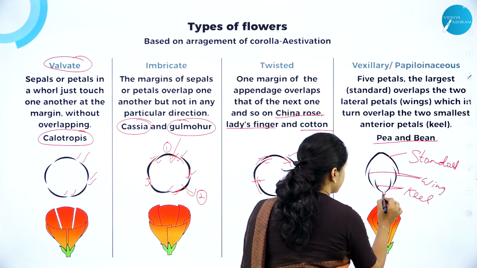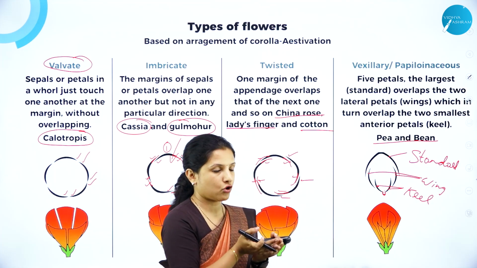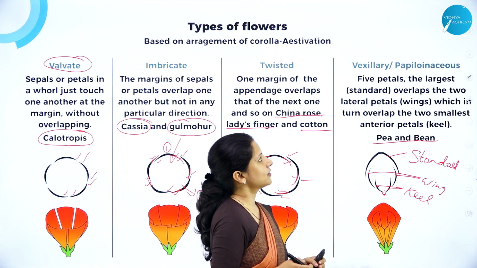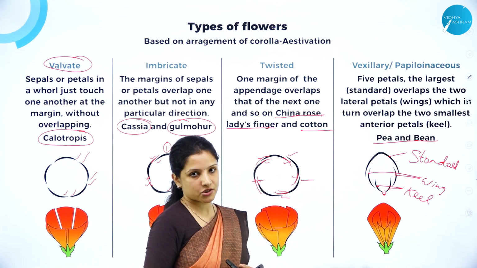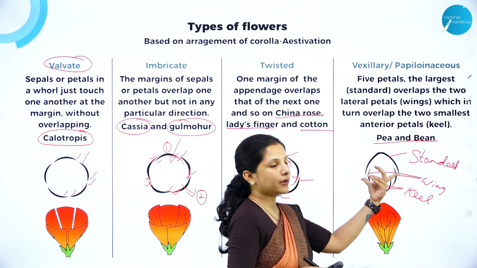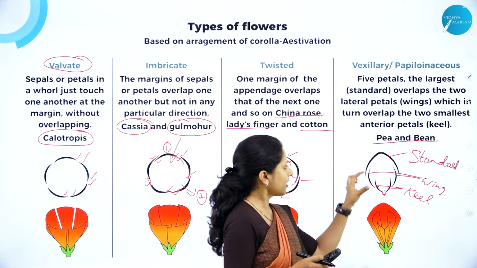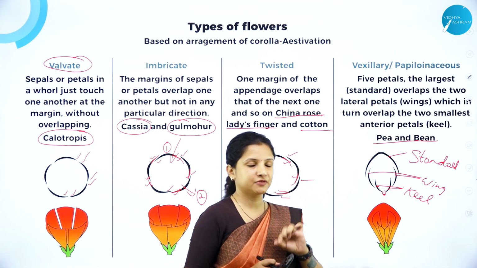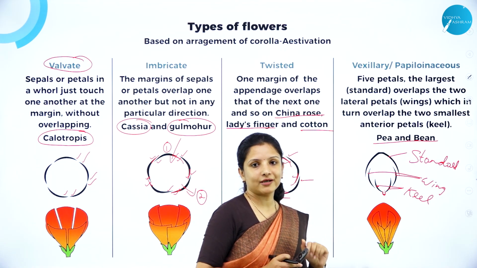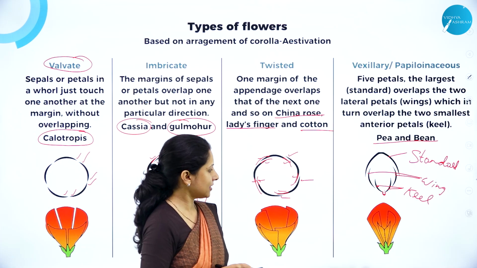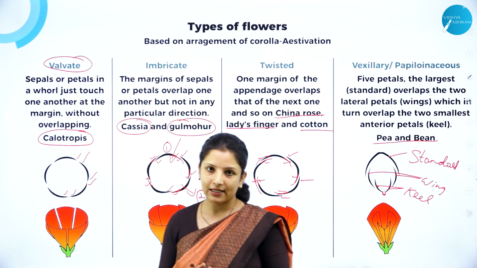they have shown this symbol here to represent joining. It is joined, and such an arrangement is called vexillary or papillonaceous estivation. It looks like a butterfly wing, a spread-out butterfly wing, and also it looks like lips. So that is why it is also called vexillary or papillonaceous estivation. So this was about estivation.